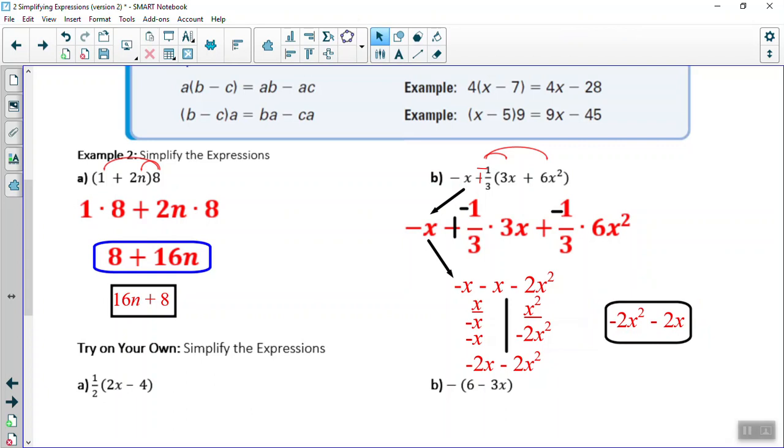So we came down here. This negative x I'm not using yet because I have to simplify my multiplication first. So my negative x just came down. Negative 1/3 times 3x just gives me a negative 1x, or negative x. Negative 1/3 times 6 gives me a negative 2x squared. Then I split them up based on the types of variables and grouped my like terms together, combined them, and then I made sure to put it in the right order.